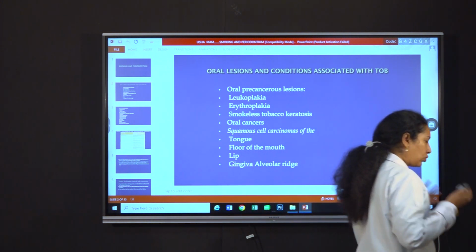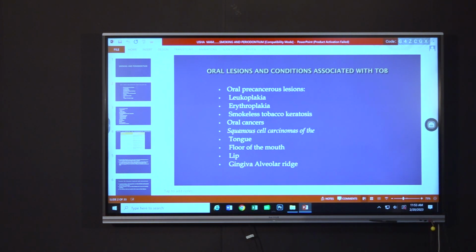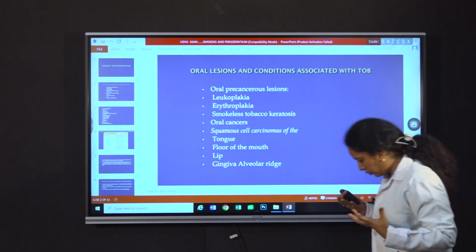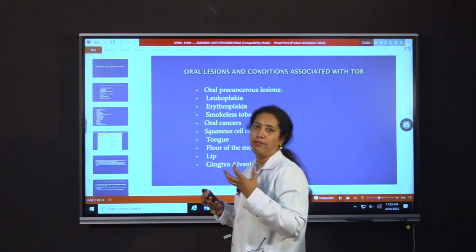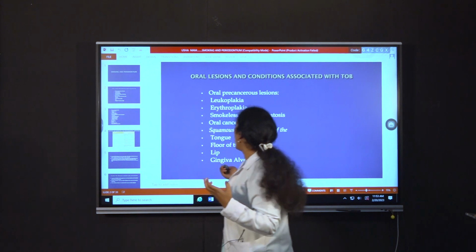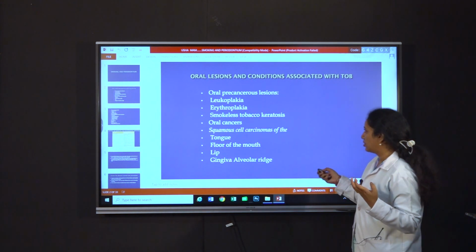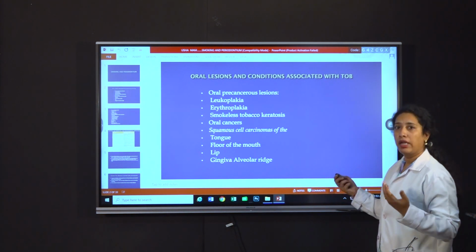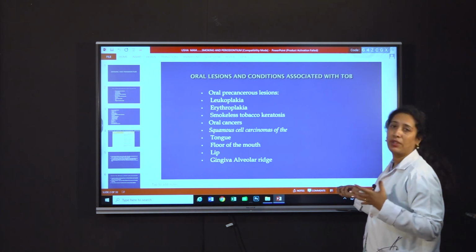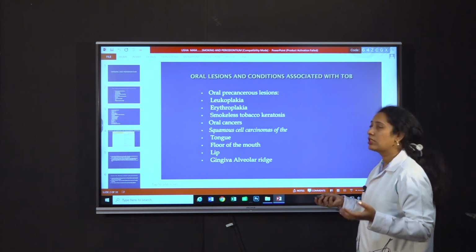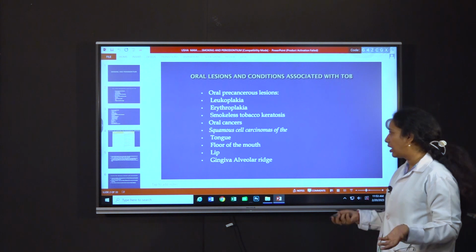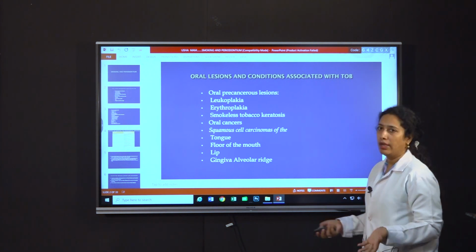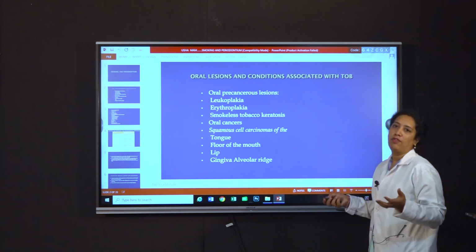But first, to cause oral cancer, it has to impact the oral mucosa and oral cavity, where it does lead to a lot of conditions like precancerous lesions, leukoplakia, erythroplakia, smokeless keratosis, and oral cancers, squamous cell carcinoma of the tongue, along with the floor of the mouth, lip, as well as gingiva and alveolar ridge.